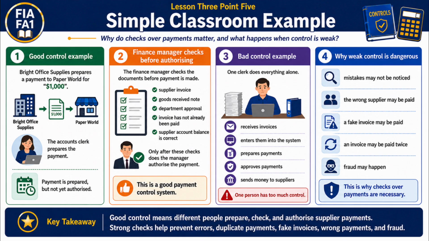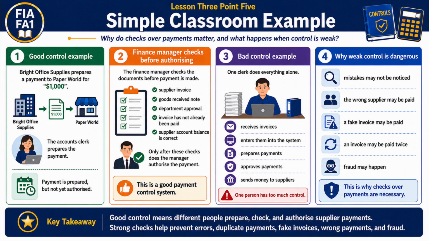Simple classroom example. Let us imagine a business called Bright Office Supplies. The accounts clerk prepares a payment to Paperworld for $1,000. Before the payment is made, the finance manager checks the documents. The manager checks the supplier invoice. The manager checks the goods received note. The manager checks that the department approved the purchase. The manager checks that the invoice has not already been paid. The manager checks that the supplier account balance is correct. Only after these checks does the manager authorize the payment. This is a good payment control system.